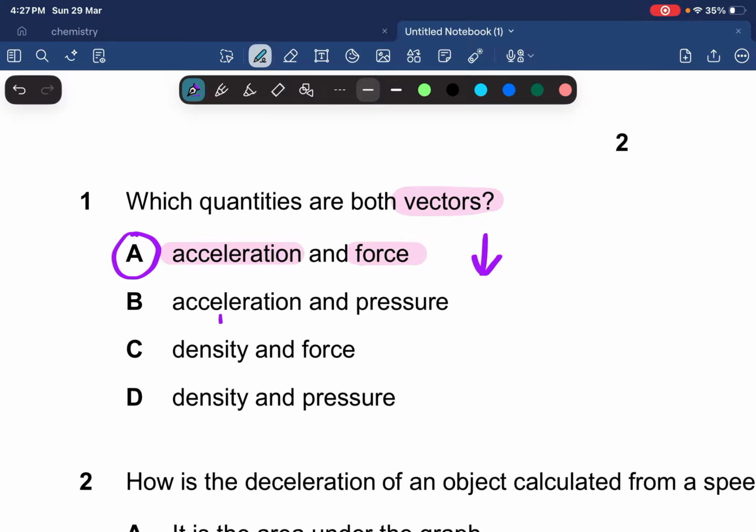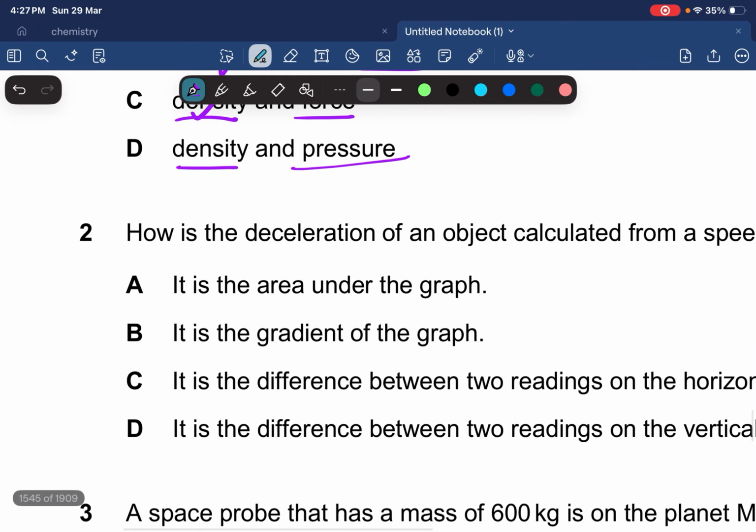Acceleration, pressure. Acceleration is a vector, but pressure is a scalar. Density is a scalar. Force is a vector. Density is again scalar, and pressure is again scalar.